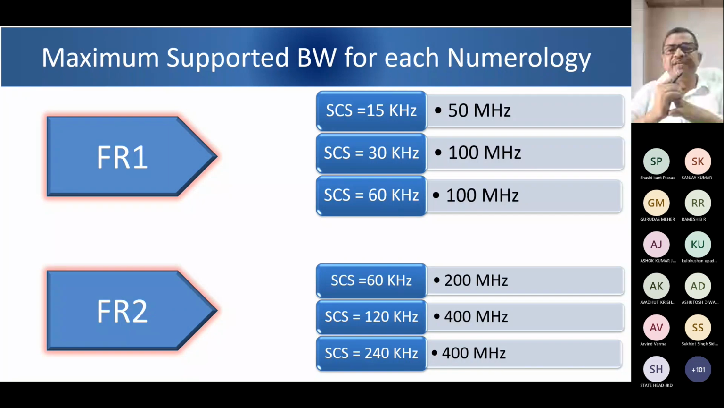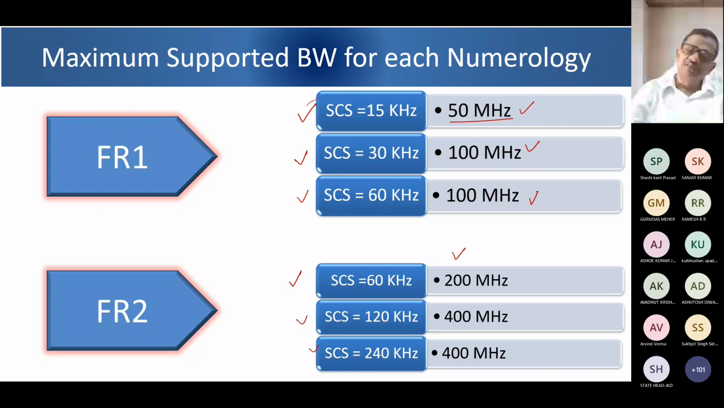I think this summary I have already covered: in case of 15 kilohertz, the maximum channel bandwidth possible is 50 megahertz, then 100 megahertz in case of 30 and 60 kilohertz subcarrier spacing. In FR2, with 60 kilohertz, I have 200 megahertz bandwidth. In case of 120, I have 400, and for 240 also it can be up to 400 megahertz, but it is only used for signaling.